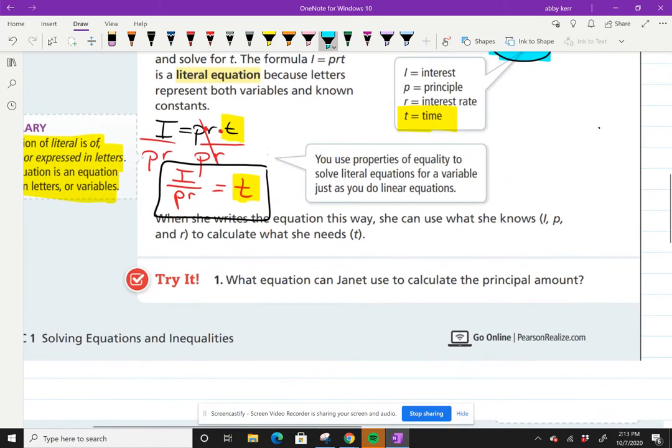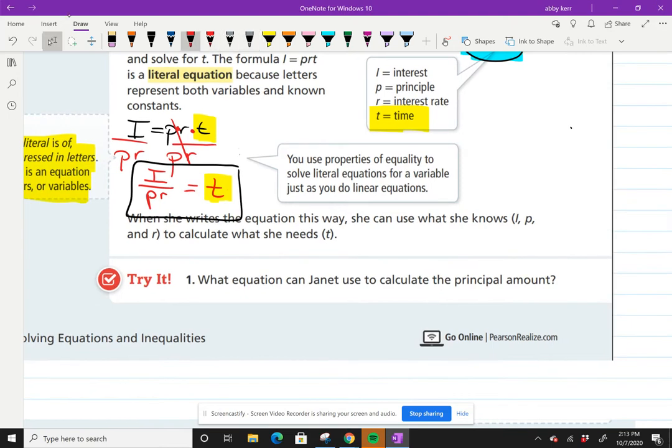The try it says, what equation can Janet use to calculate the principal amount? So once again, you do not have to memorize this formula. Interest equals principal times rate times time. You just need to know what we're looking for. It says that we're solving for the principal, the P. So we are going to isolate or get the P by itself.